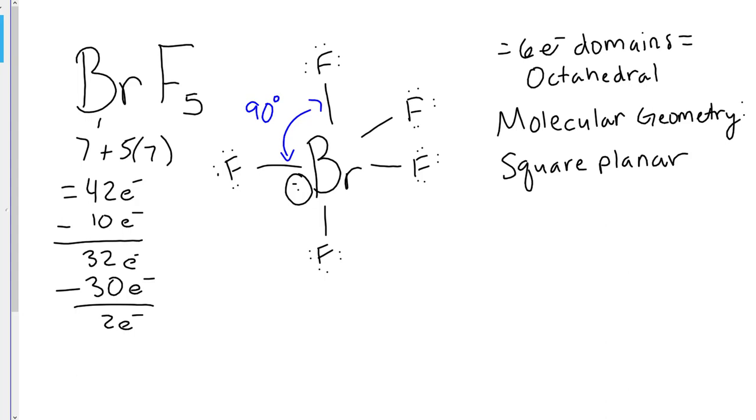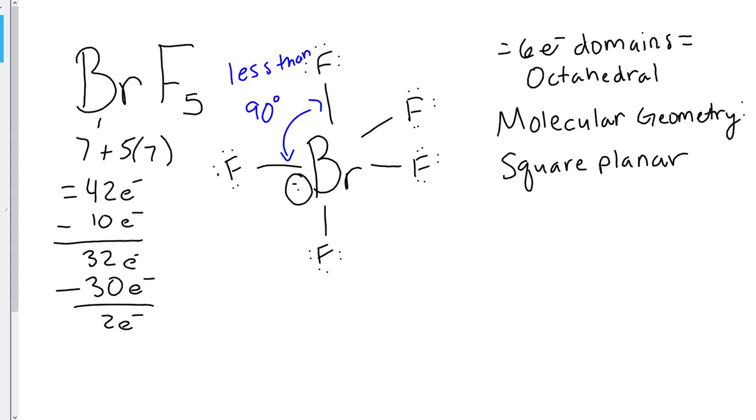Now, is this one going to deviate, or is it going to stay at 90? It's going to deviate. Why? Because there's a lone pair there. Lone pairs take up more room. So does that end up being greater than 90 or less than 90? Less than 90 degrees. And sure enough, if we measure the bond angle in this molecule, we end up with a bond angle of 84.5, so something less than 90 degrees.